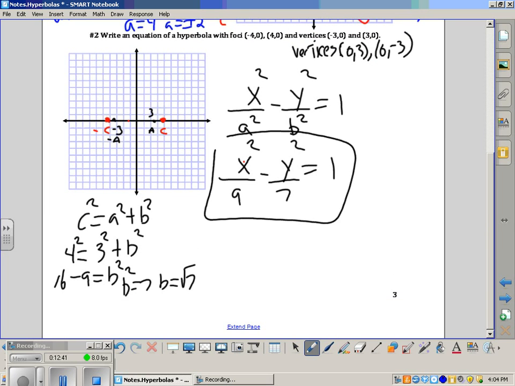Here's our equation. Our equation for this hyperbola with foci of negative 4, 0, and 4, 0, and the vertices given, is x squared divided by 9 minus y squared over 7 equals 1. Keep in mind the foci are not points on the hyperbola, so if you plug in negative 4 comma 0 into this equation, you're not going to get something that is true. But the vertices are points that work, so let's make sure they work real quick. So negative 3 squared over 9 minus 0 equals 1. 9 over 9 is 1. We're done.